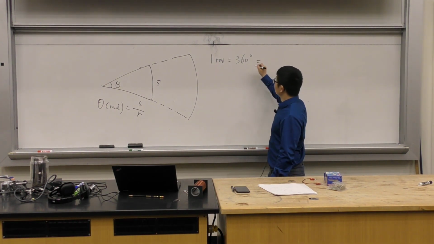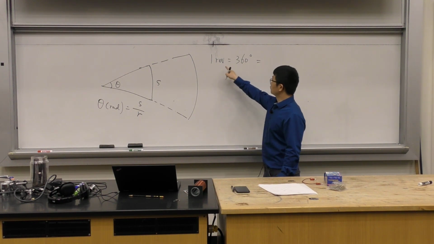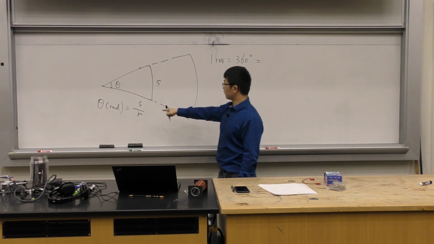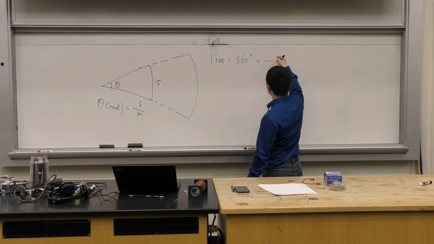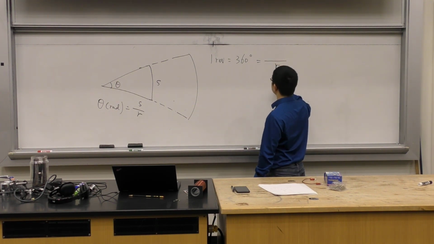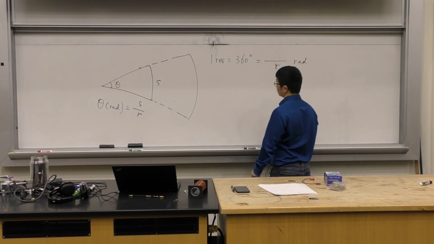Then what's the corresponding radians for this? Let's use this definition. For a full circle, you're going to do the arc length divided by radius, then you can get the radians.